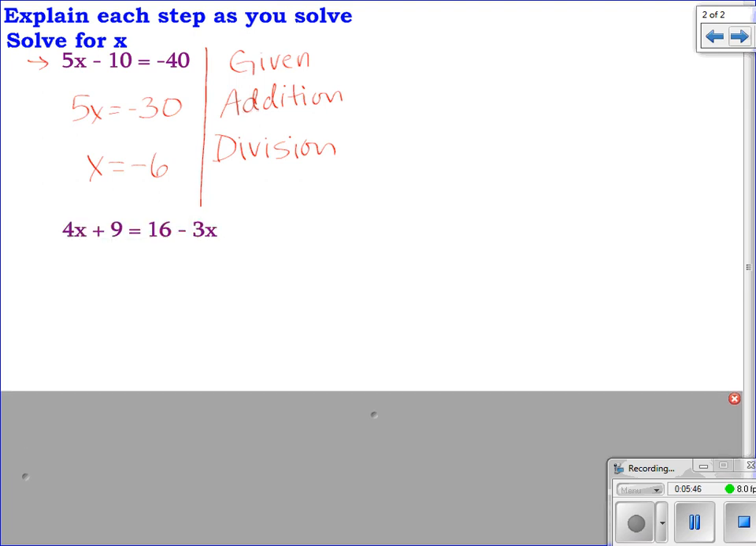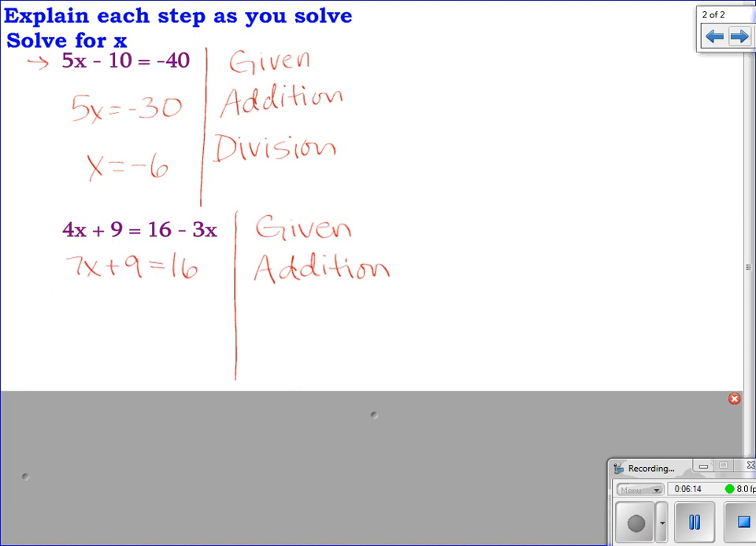What do I write over here on the right? Given. There are a couple of routes we could take on this one. What would you like to do first? Yep. Plus 3x. Add 3x to both sides. So we'll write addition. And now let's do the work in our heads. What would this change to? 7x plus 9, 16. Okay, so we added 3x to both sides.